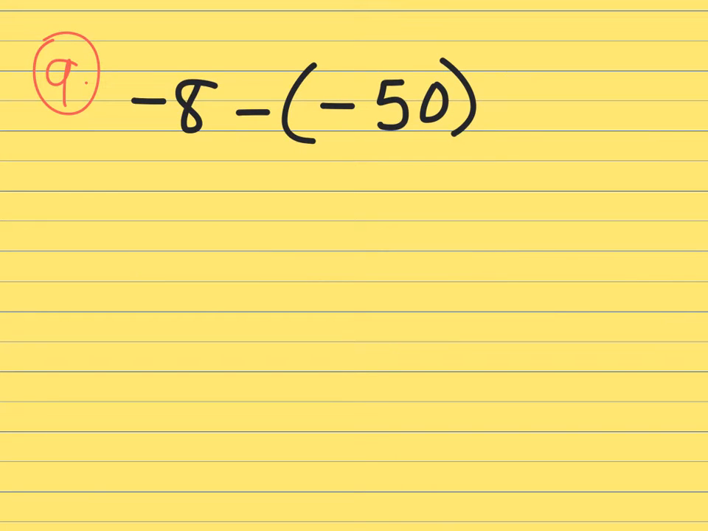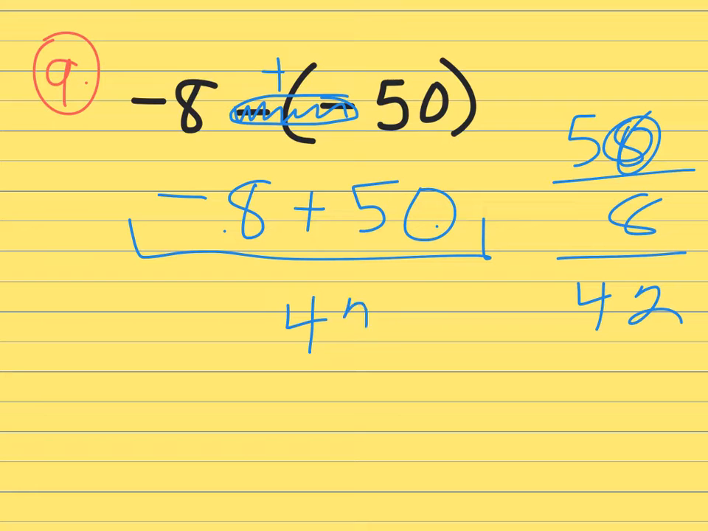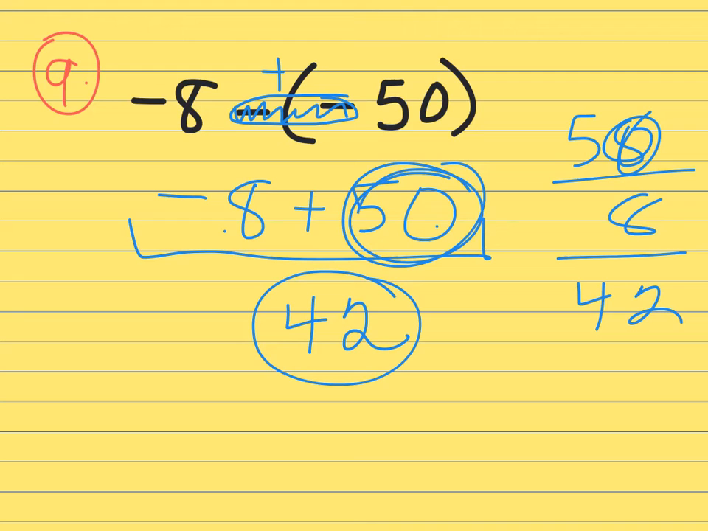Once again, I do not see any addition. I see subtraction of integers, and I know when I see a double negative, that will turn into a positive. So now I have negative 8 plus 50. And now I know that I have opposite signs there. I have a negative and a positive. So I have to subtract 50 minus 8 is going to be 42. So this is going to be a positive 42 because there's more value to the 50, the positive 50.